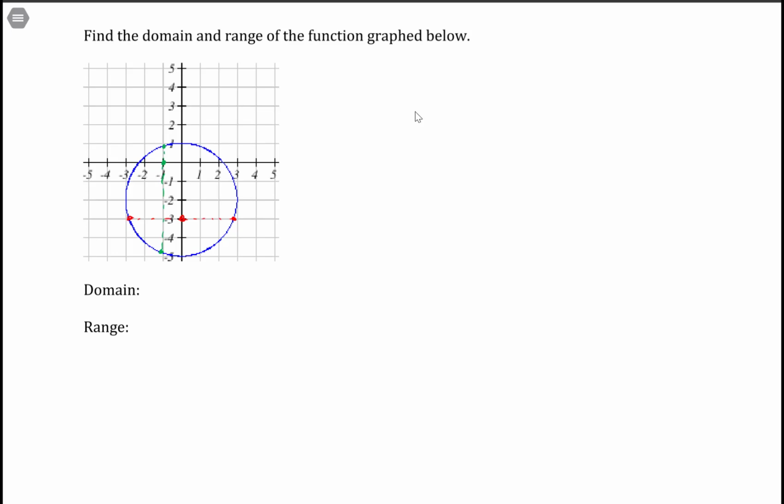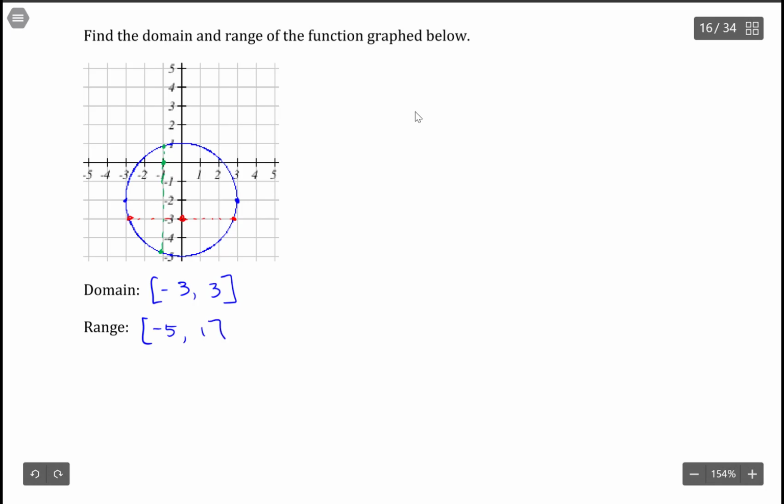So the domain, as we said, is the range of values, or the set of values on the x-axis which have an associated y value. So in this case, -3 to +3, both included because we have those points here as part of the graph. And then the range is the values in the y. So in this case, going from -5 to +1.